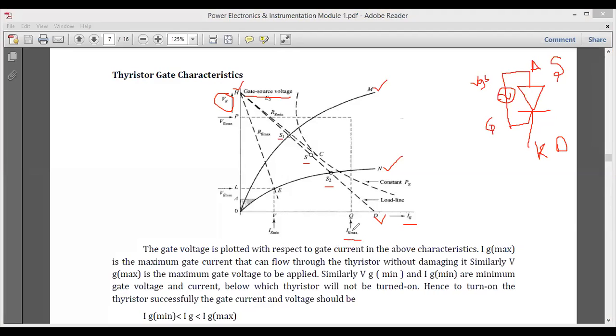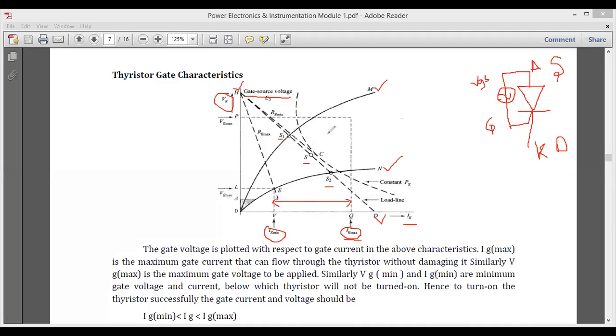So the maximum gate current is shown at this particular point. You can see here, this is Ig maximum and this is my Ig minimum. This is Ig minimum and this is Ig maximum. In the sense, these two dotted lines which you can see here, this is my minimum and this is my maximum.